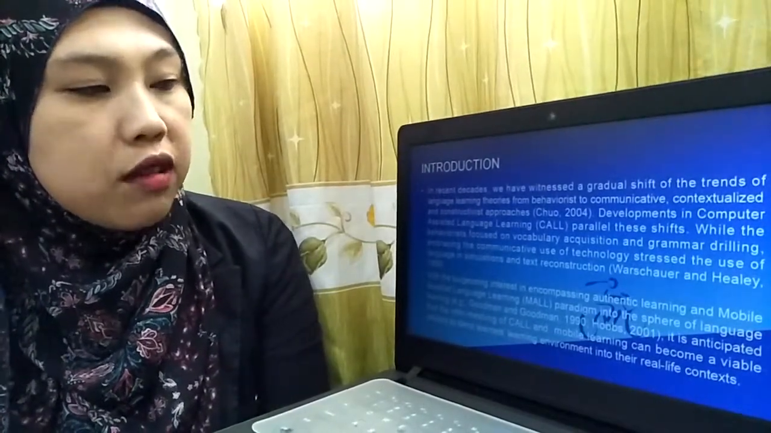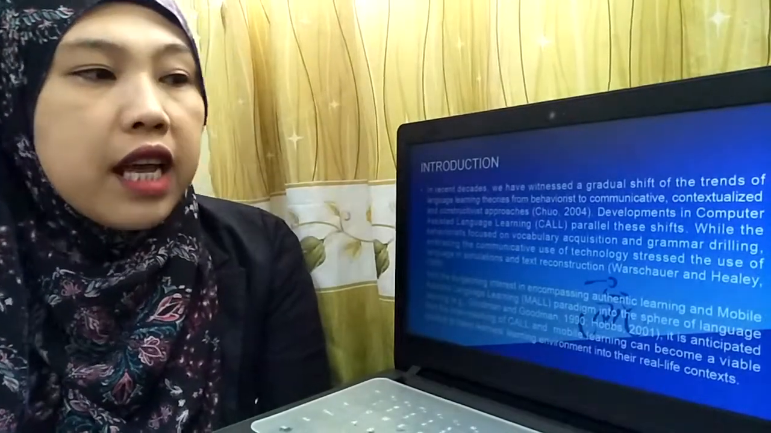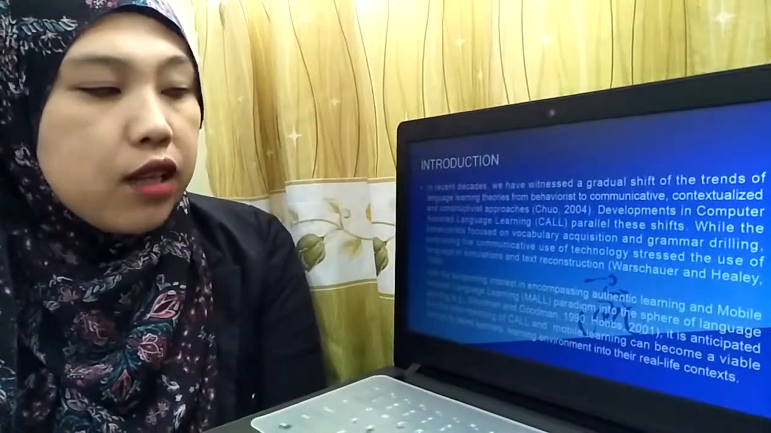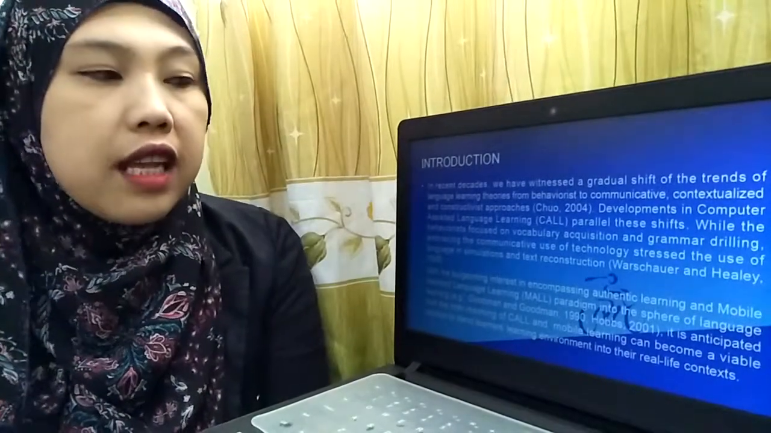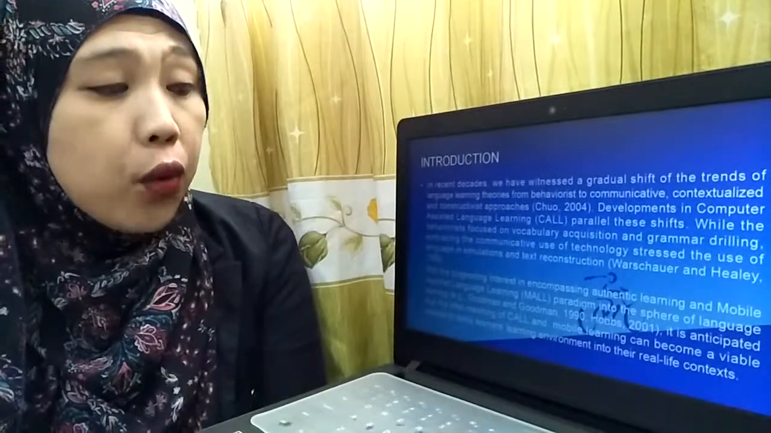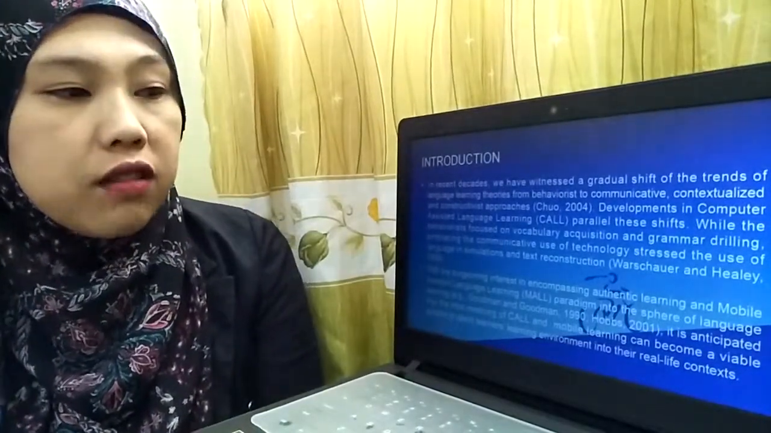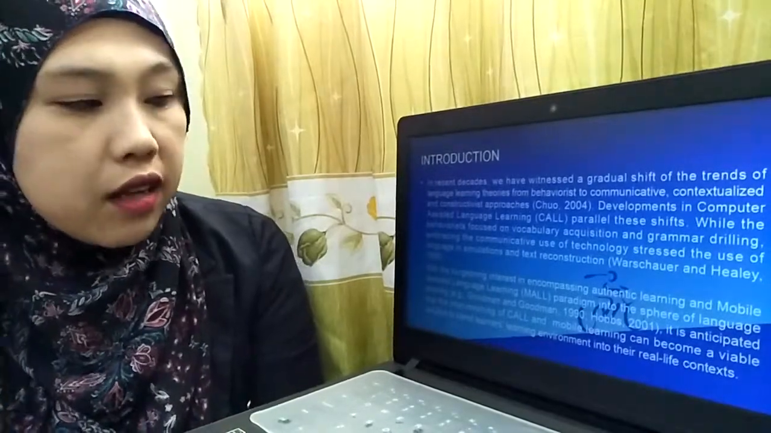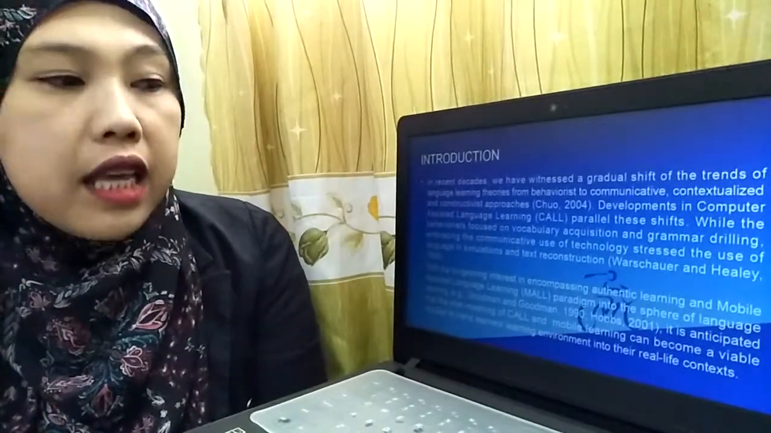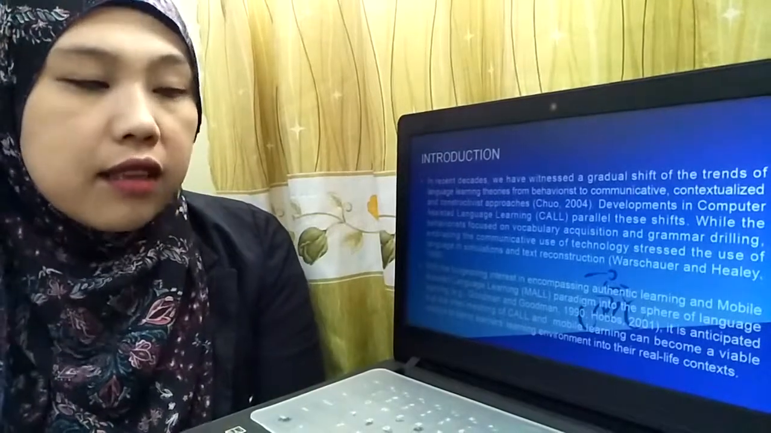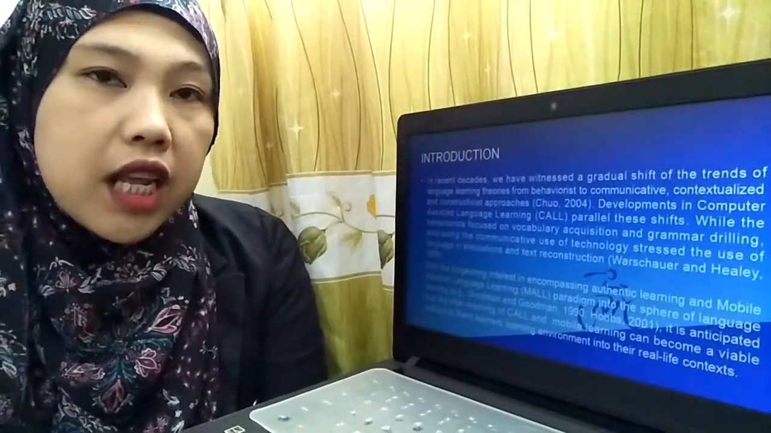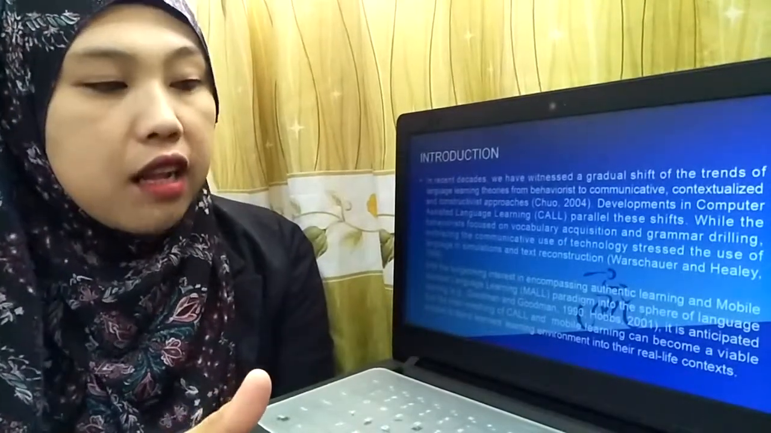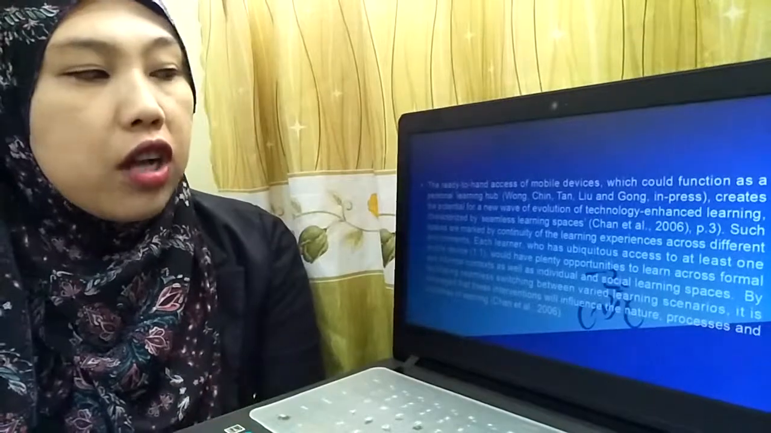While the behaviorists focus on vocabulary acquisition and grammar drilling, embracing the communicative use of technology stressed the use of language in simulations and text reconstructions. With the burgeoning interest encompassing authentic learning and the mobile-assisted language learning, or MALL, paradigm into the sphere of language learning, it is anticipated that the intersection of CALL and mobile learning can become a viable solution to blend learners' learning environment into the real-life context.